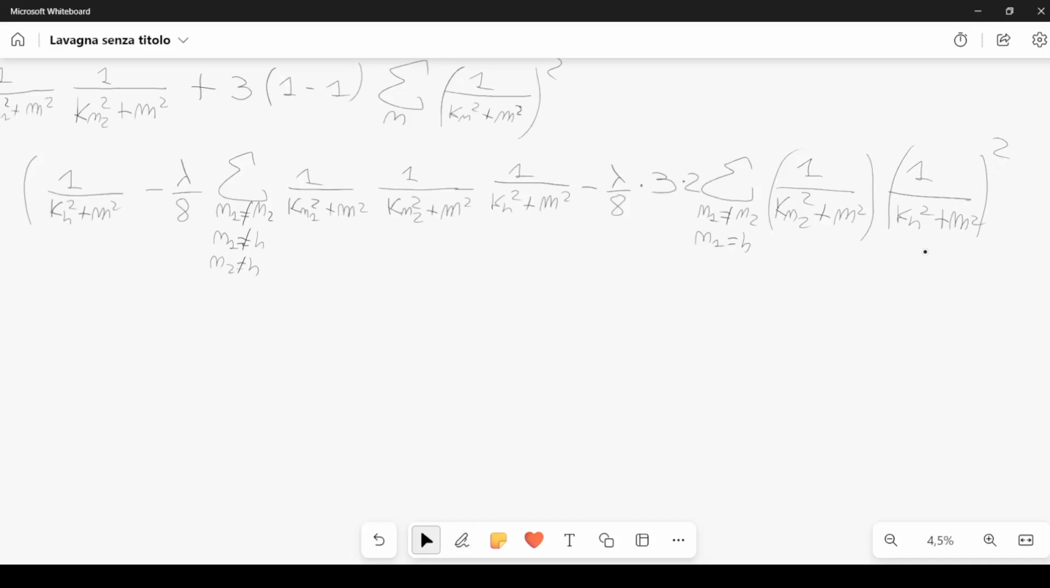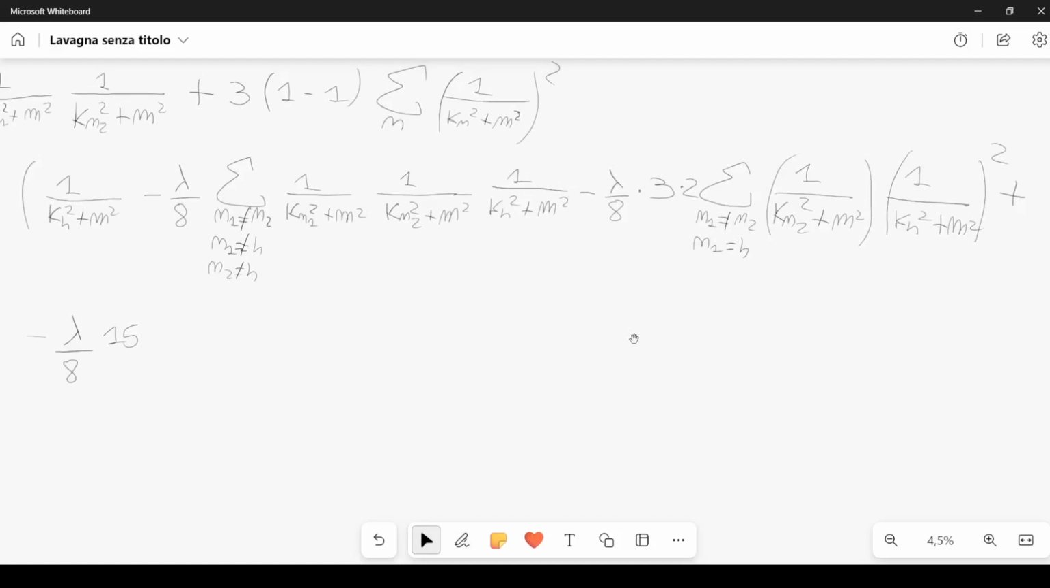Then, what else do we have? We have plus, and in particular, now I'm going to put a minus here, so we have minus lambda over 8, and then I have 15, and this 15 comes from the integration of phi to the power 6. So phi hat mod phi hat sub h to the power 6. In particular, here I'm considering the possibility that n1 is equal to n2, which is equal to h, right? So n1 equal to n2 equal to h.